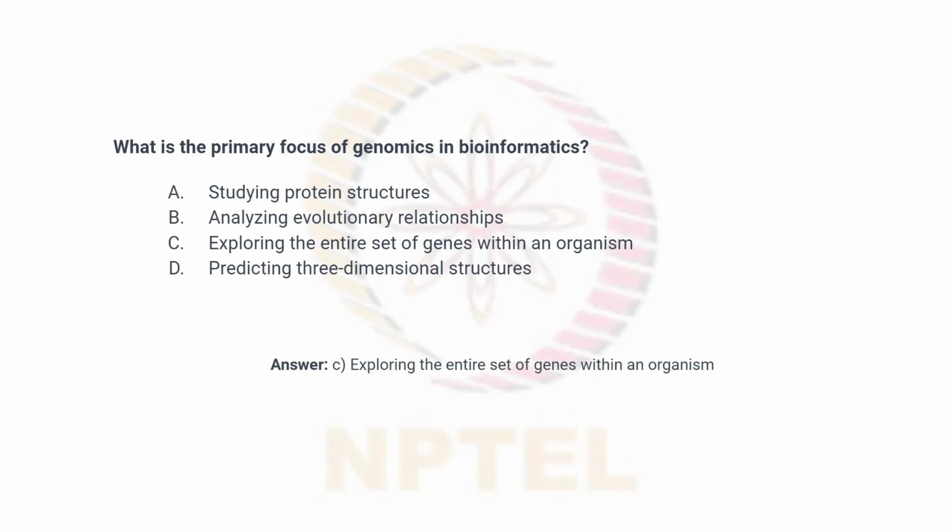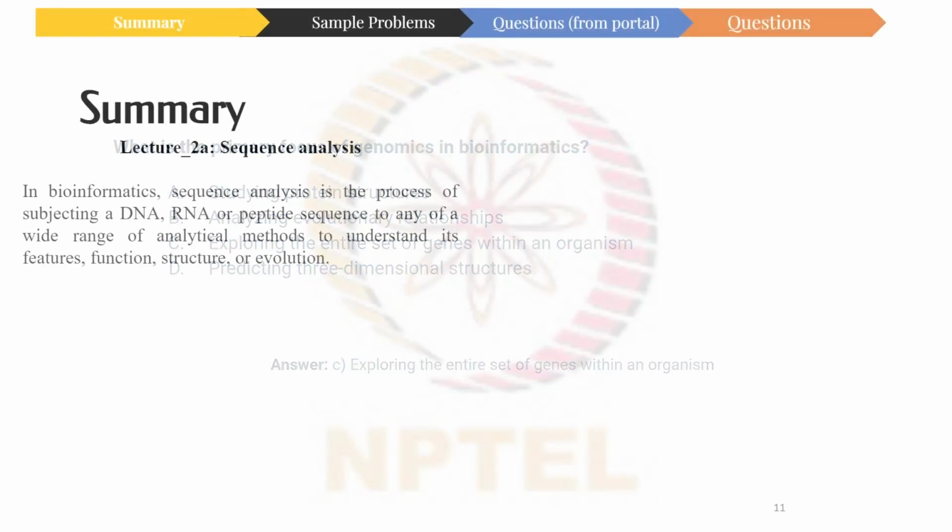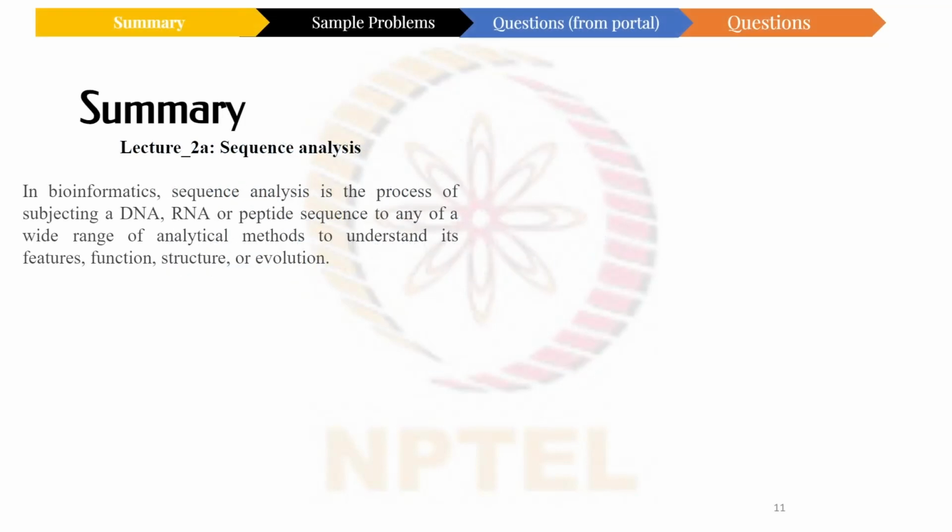Here, the primary focus of genomics in bioinformatics is exploring the entire set of genes within an organism. So with this, I'll start with the first concept in bioinformatics, that is sequence analysis. Sequence analysis is fundamental because it involves the examination and interpretation of biological sequences, as these sequences carry genetic information which is essential for understanding various biological processes.